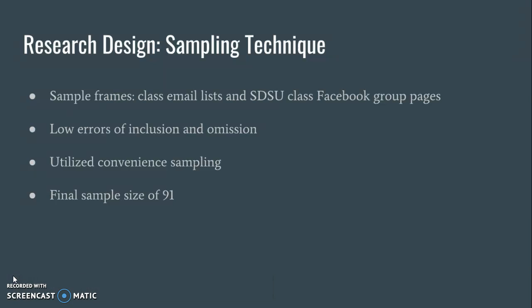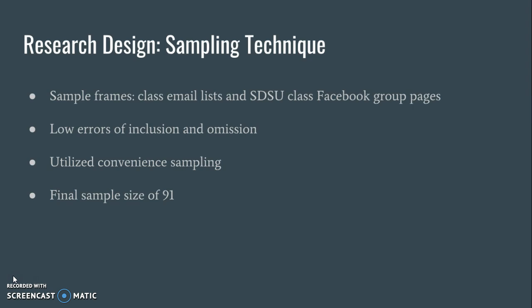For our sample frames, in order to reach our target population of college students, we used a combination of class email lists provided through Blackboard to gather a diverse list of both male and female students from a variety of majors. We also utilized SDSU class Facebook group pages to reach a variety of different class levels. We had low errors of inclusion and omission when we utilized these sampling frames due to the fact that college students are the primary subjects of these sampling frames, and the majority of these college students have access to email and Facebook as social media channels.